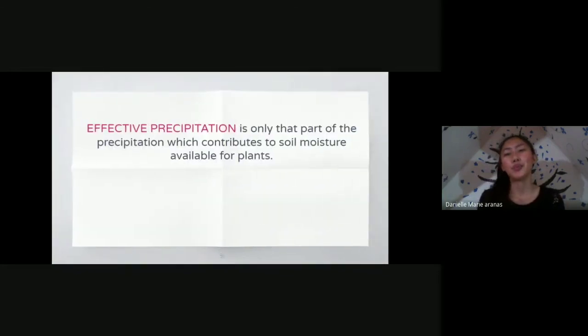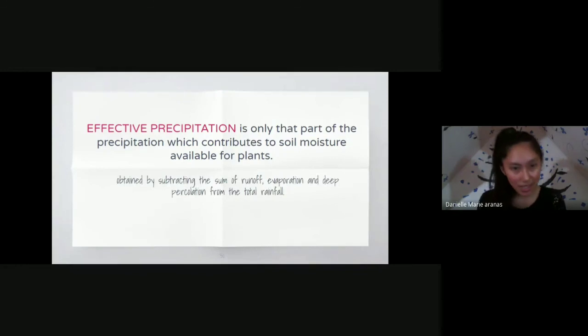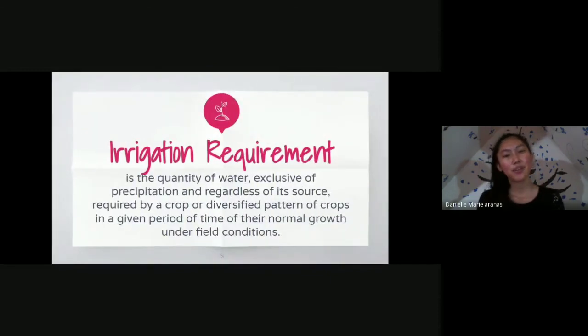Effective precipitation is only that part of the precipitation which contributes to soil moisture available to plants. In other words, the effective rainfall is the water retained in the root zone, and it is obtained by subtracting the sum of runoff, evaporation, and deep percolation from the total rainfall. Irrigation requirement is the quantity of water, exclusive of precipitation and regardless of its source, required by a crop or diversified pattern of crops in a given period of time for normal growth under field conditions.